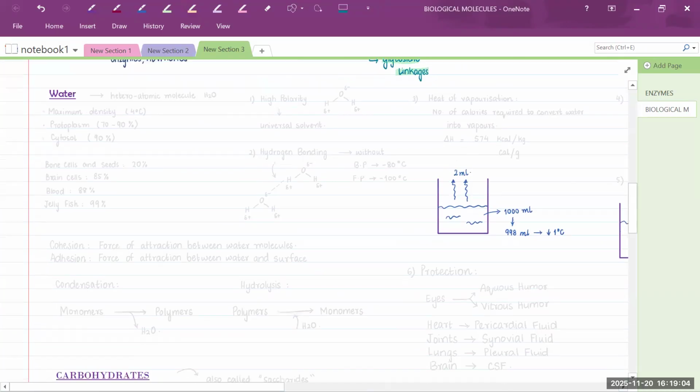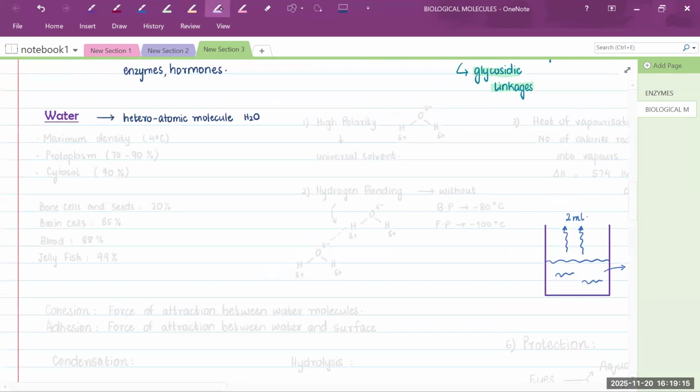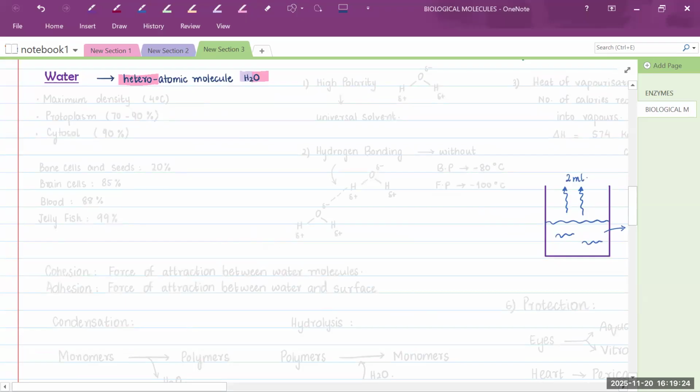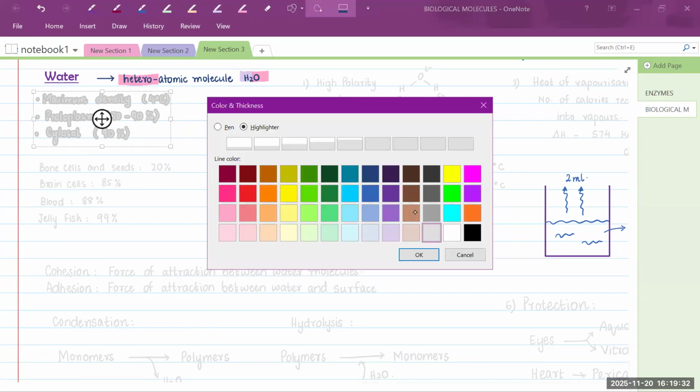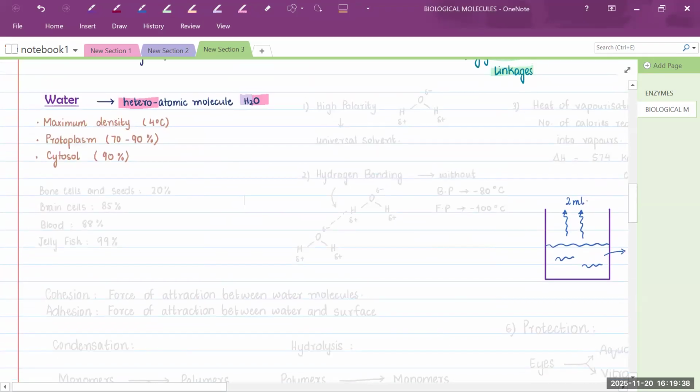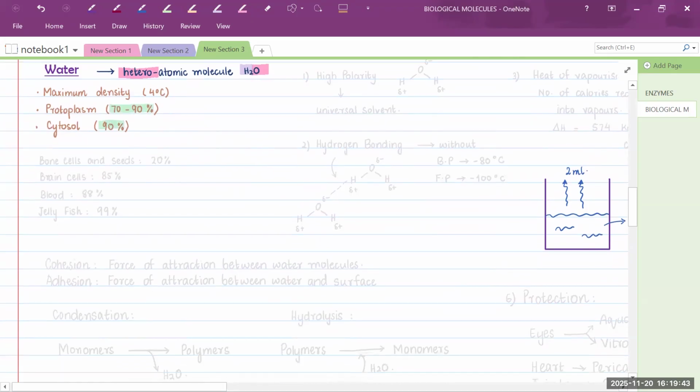Okay, now we'll see water. What is water? First of all, what is a heteroatomic molecule, and what does it mean? It means that we have two types of atoms here, hydrogen and oxygen. Two types of atoms, that means it is hetero. Some facts about water: its maximum density is at 4 degrees centigrade, which is due to its anomalous behavior. There is around 70 to 90% water in the protoplasm, and the cytosol is 90% water.